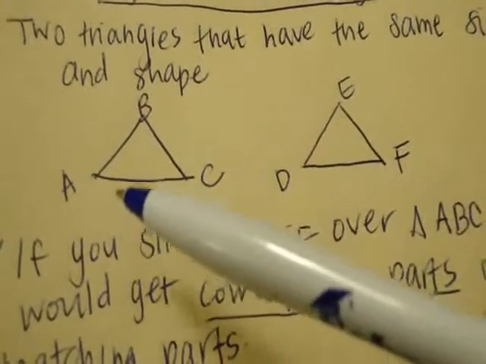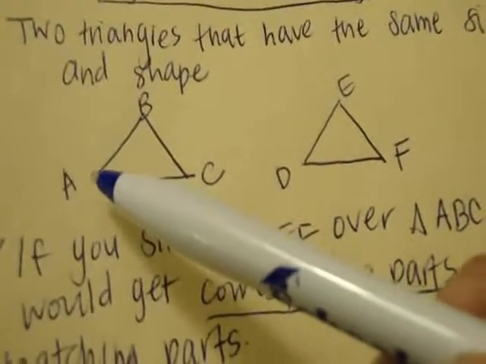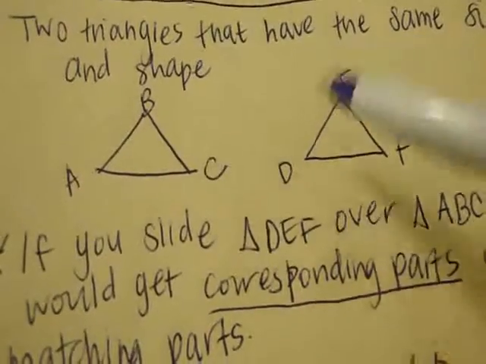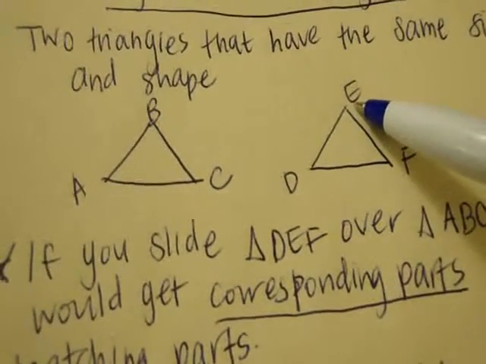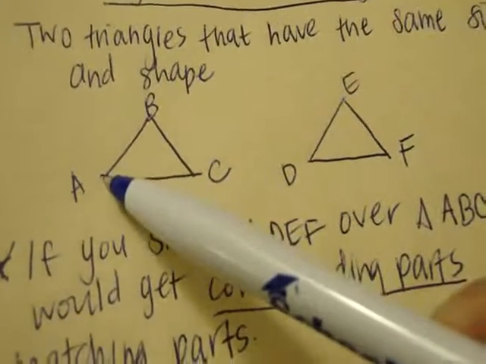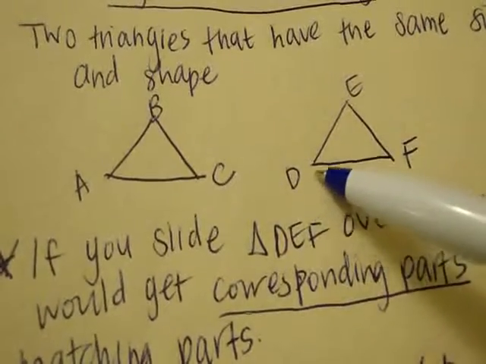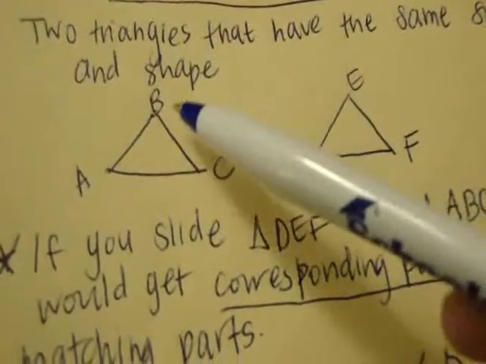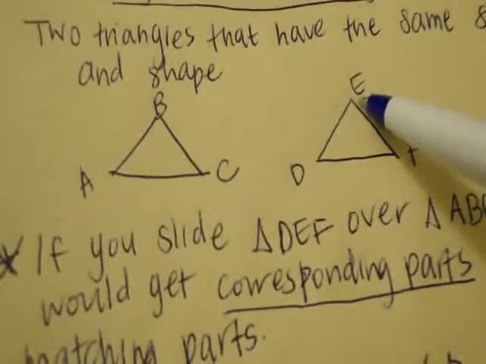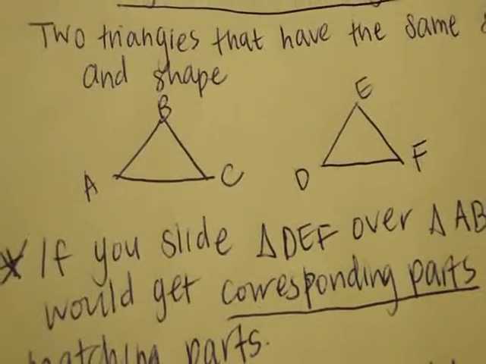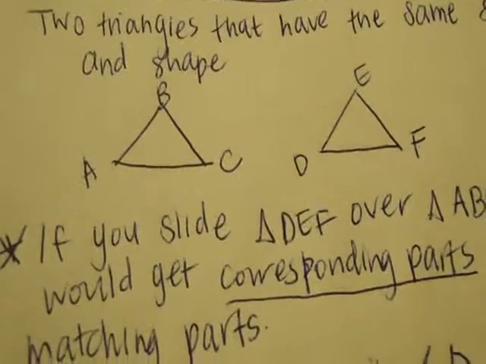And not only would their angles match up or correspond, but side AB would correspond and be congruent to side DE. Side AC would be congruent to DF. And side BC would be congruent to EF. Okay? Let's do an example.